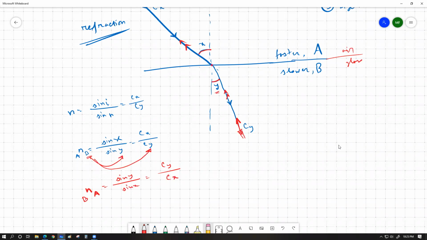For example, they can give you a scenario where the light is going from glass into air, but they might ask you to find out the refractive index of the glass itself. Now you should remember, if you're trying to find out the refractive index of glass, you should always do it by the sine of the other medium's angle on the top and the sine of the angle of the glass medium at the bottom. This is the key part.